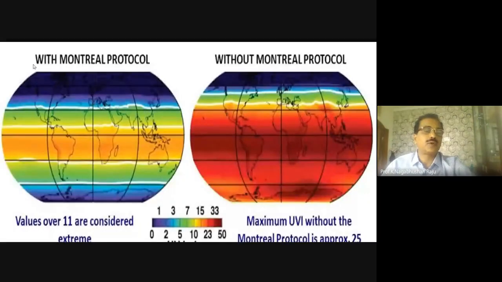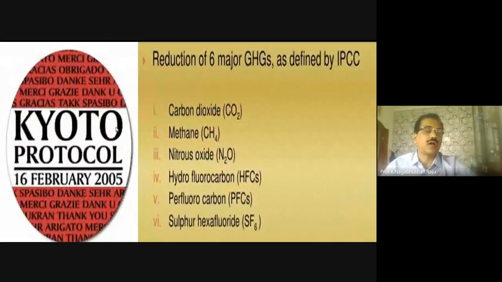We will see it in this. With the Montreal Protocol, we have the UV index, where 11 and over is considered more dangerous. And without the Montreal Protocol, this is the projected UV index, where we would have gone to around 25. That's the Montreal Protocol, and then it was followed by the Kyoto Protocol, somewhere in 1998, which was again reviewed in 2005.